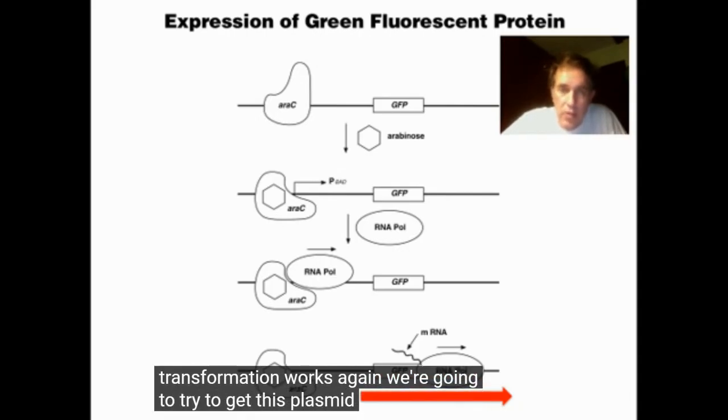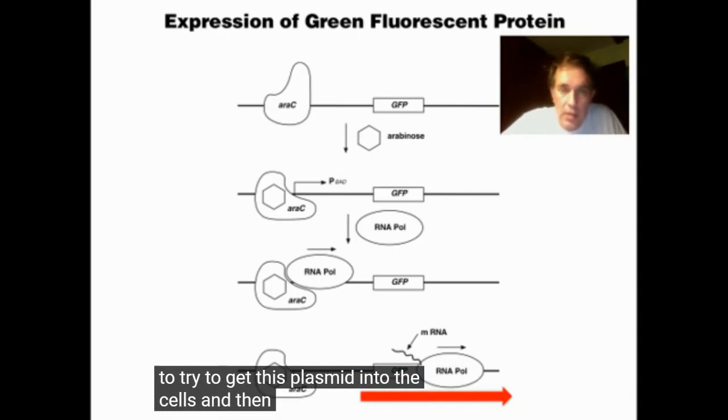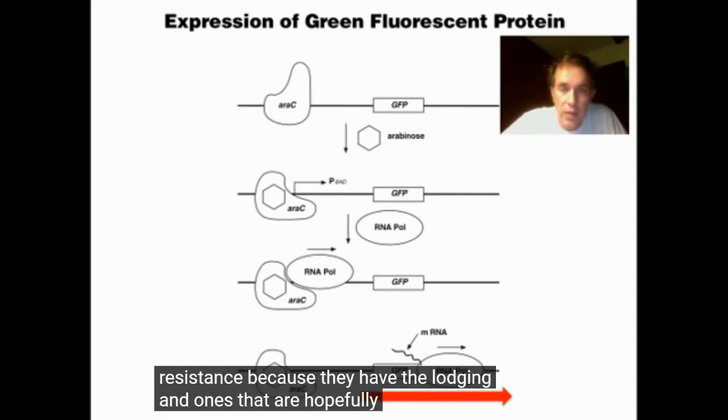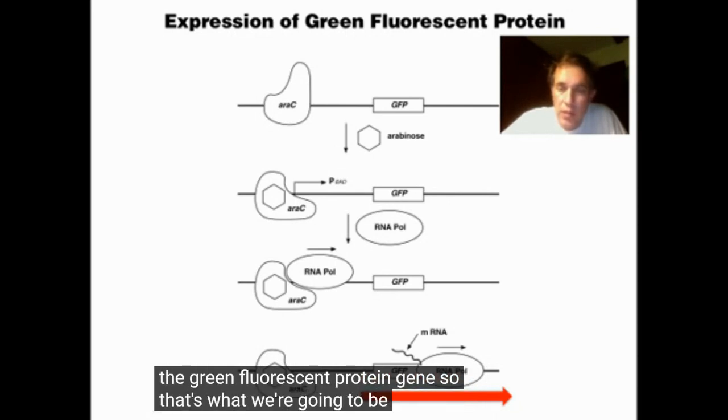Again, we're going to try to get this plasmid into the cells and then find the ones that are expressing both the antibiotic resistance, because they have the BLA gene, and ones that are hopefully expressing the green fluorescent protein gene. So that's what we're going to be doing this week in the lab. Thanks.